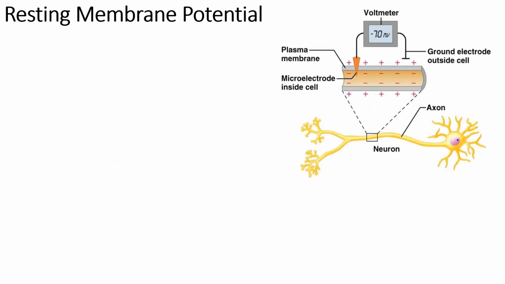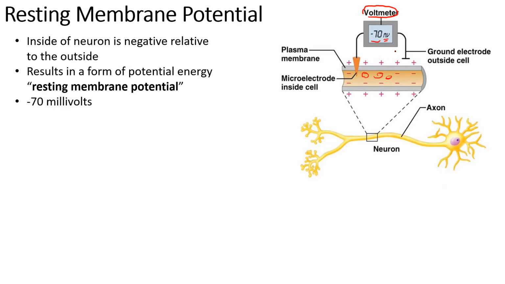Resting membrane potential. A voltmeter is set up and it measures the voltage difference, the millivolts, between the inside and the outside of the cell. And it's in the resting membrane when the neuron is polarized, it is not firing. There's more negative on the inside relative to the outside. So we get negative 70 millivolts. So the inside of the neuron is negative relative to the outside, resulting in a resting membrane potential of negative 70 millivolts.